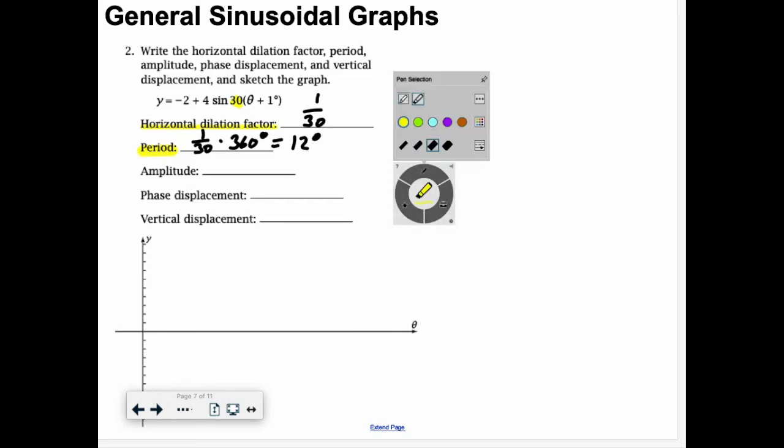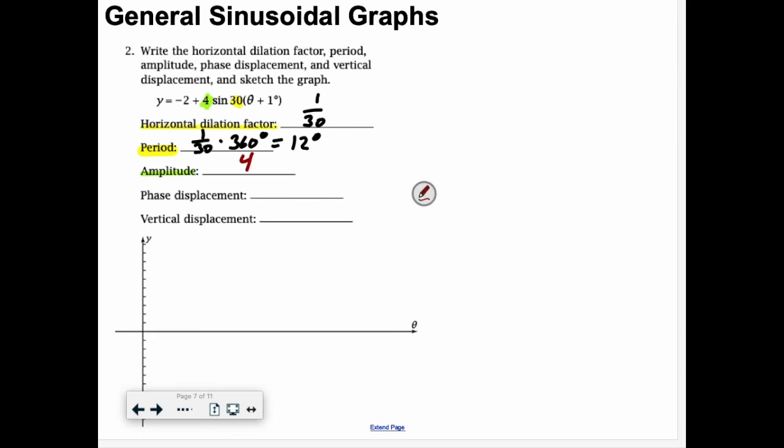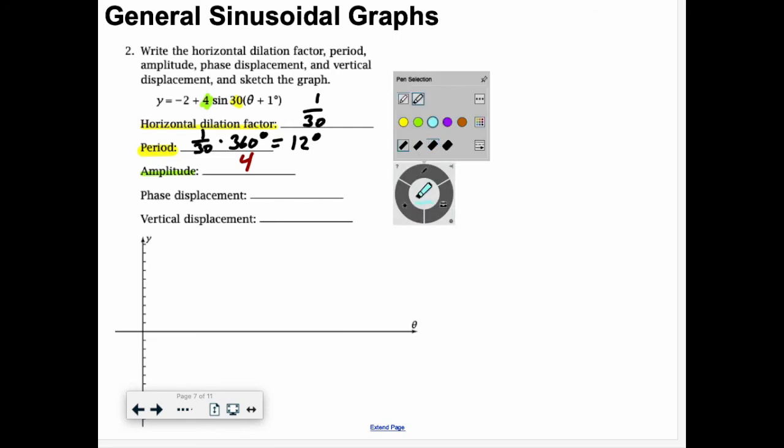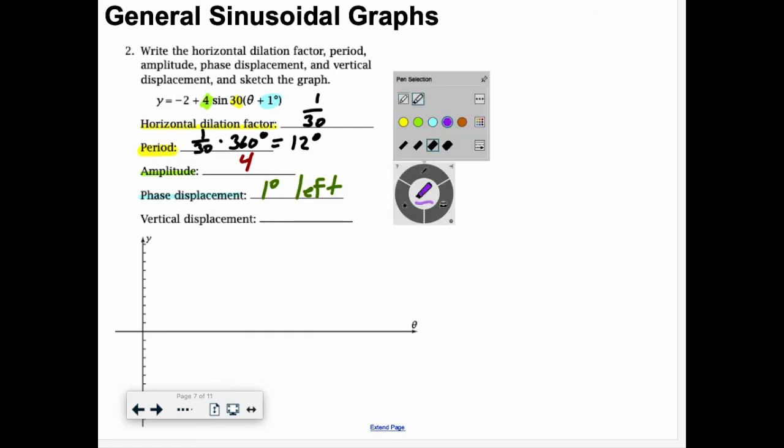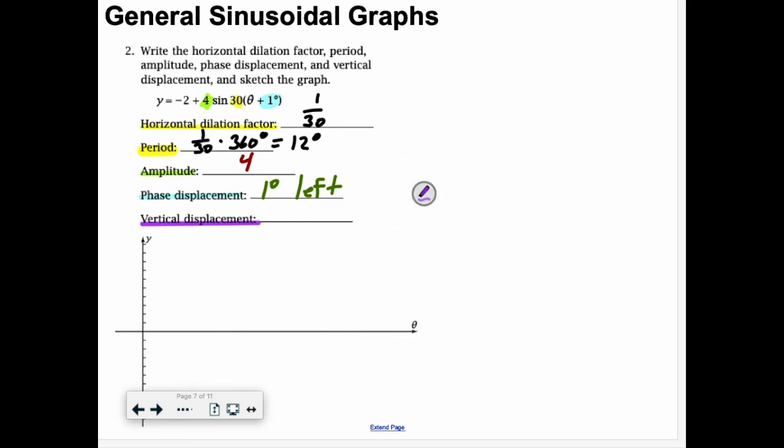Now, the amplitude. Amplitude here is given by 4. So that's cool, and it's just like what we would expect. So the amplitude is 4. And then our phase displacement is given by this. Notice it's a positive inside, so that means it's negative out here. I'm going to say 1 unit to the left, because it's inside the trig function, it's going the opposite direction. Then my vertical displacement is just given by this -2. It's outside, so it's the same deal, same sign, same direction we would expect, so it's a -2.